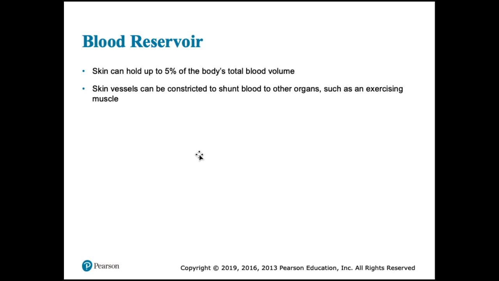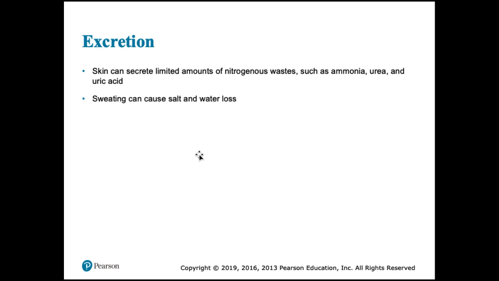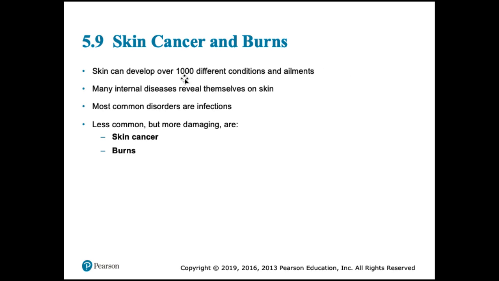And of course, skin vessels can be constricted to shunt blood to other organs such as when exercising muscle. And of course, excretion. Skin can excrete limited amounts of nitrogenous waste, such as ammonia, urea, and uric acid. Sweating can cause salt and water loss too. That's why it's important to replenish those things, especially water.